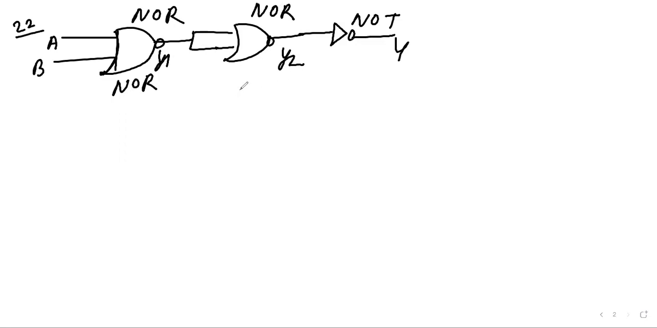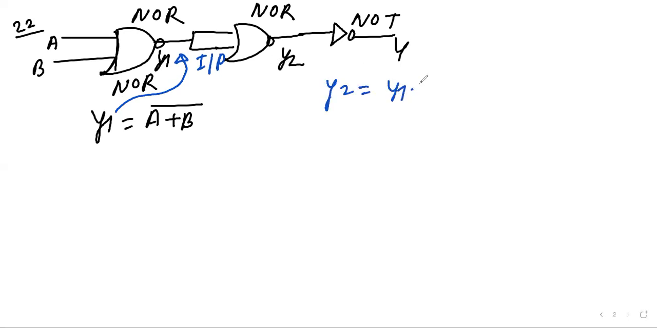Right, so what is the combination? Y1 will be nothing but A plus B, right? NOR means opposite of OR gate, so we have to take the bar. Then it is your Y1. This Y1 value is the combination A plus B bar, and this is acting as an input for Y2. So your Y2 will now be Y1 combined with Y1 bar, right? So take the bar again. A plus B bar is already there, take the bar again, then it will become A plus B, right, Y2.